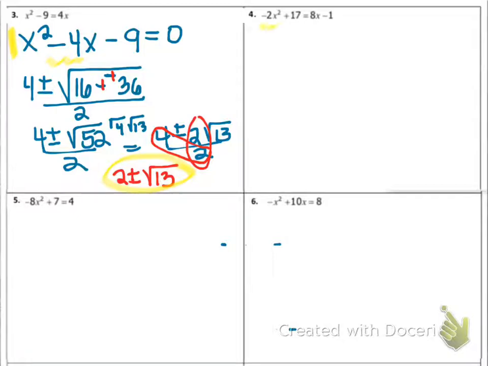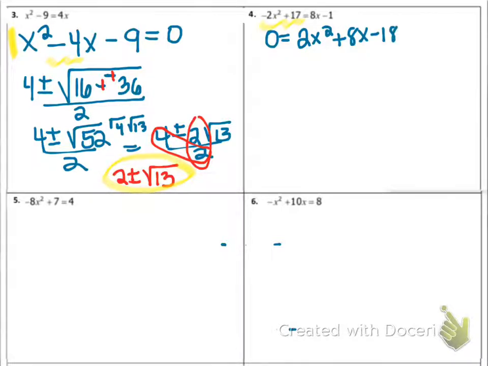So for me, I'm going to move these two things over to the other side, and that will change their sign. So I'll have 0 left over here. I'll have 2x squared. I have the plus 8x, it's already over there. I am subtracting 17, and so it's a minus 1 minus 17, which is minus 18.